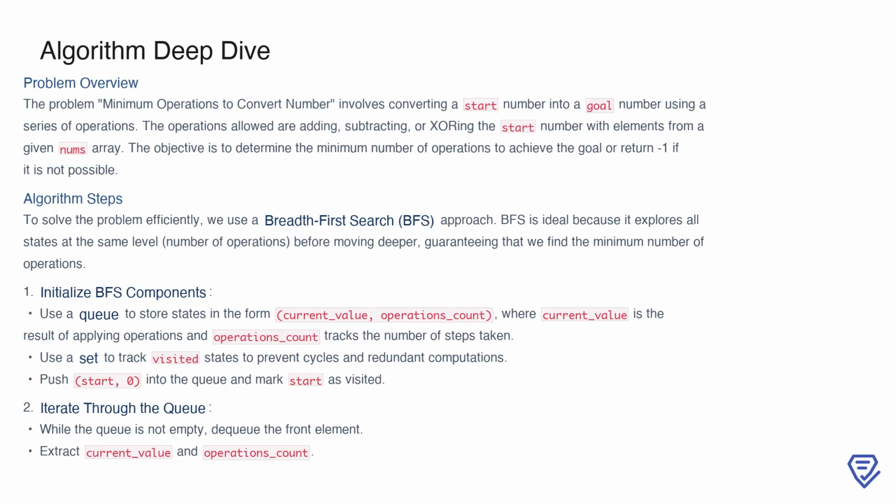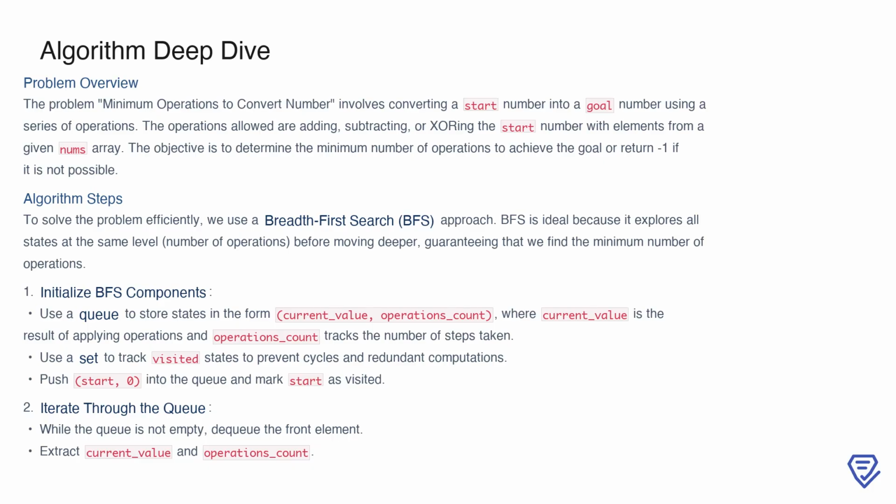To solve this problem efficiently, we use the breadth-first search algorithm, or BFS. BFS is particularly suited for this because it explores all possible states at the same level, meaning the same number of operations, before moving to deeper levels. This ensures we find the minimum number of operations to reach the goal.